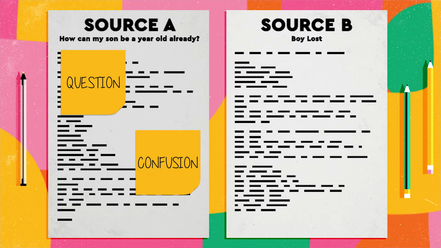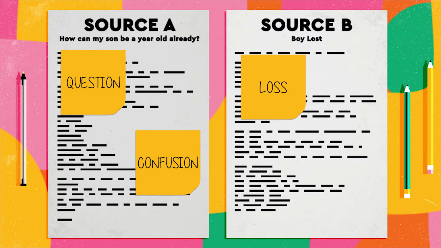Source B suggests something very different. Instead of confusion, the word lost makes the text seem like it's upset about or grieving the boy. The fact that the boy is lost shows a clear difference between the two writers' perspectives. Source A still has his child, whilst the child in source B is gone. Just by looking at the titles, we've already identified a clear difference. Source A is confused and frightened at watching the son grow up too quickly, whereas source B's writer is grieving.